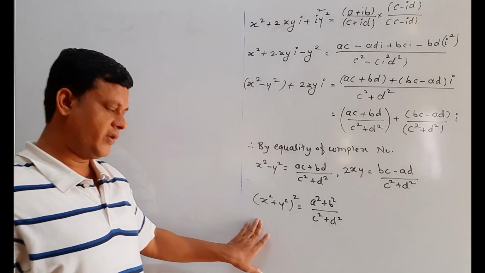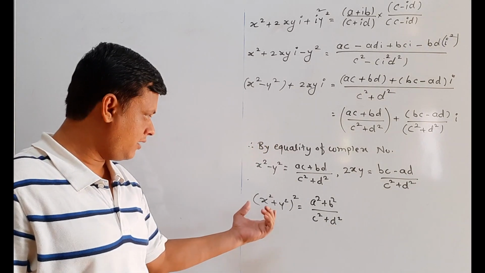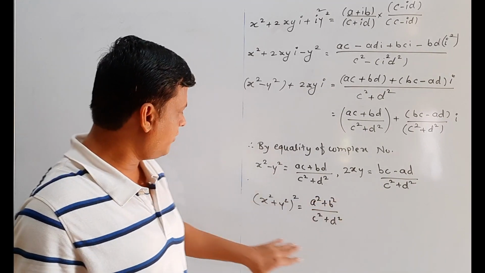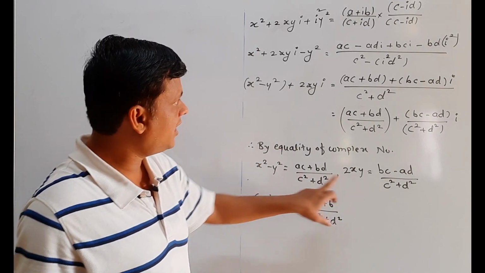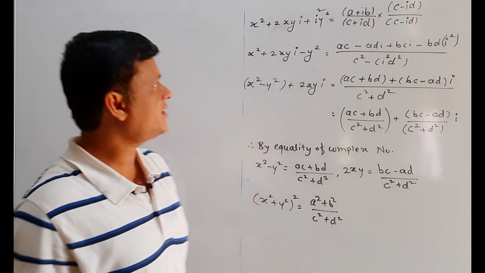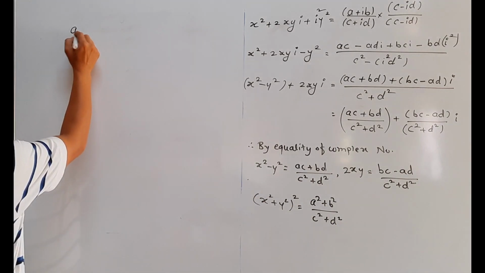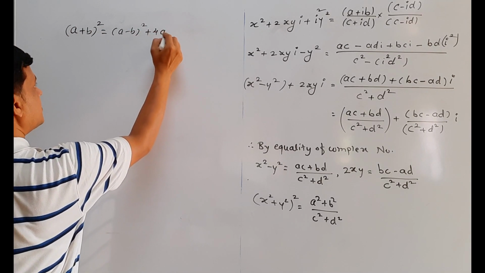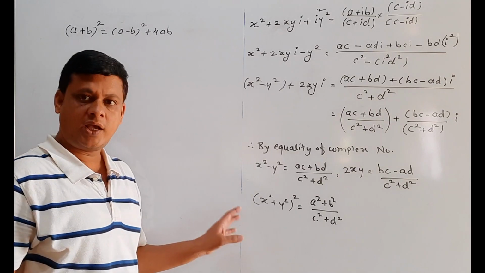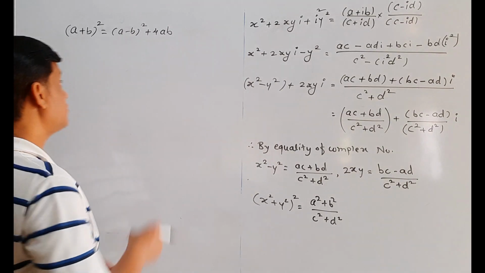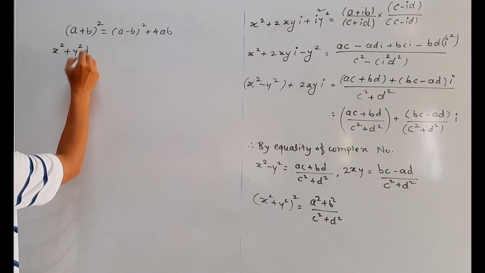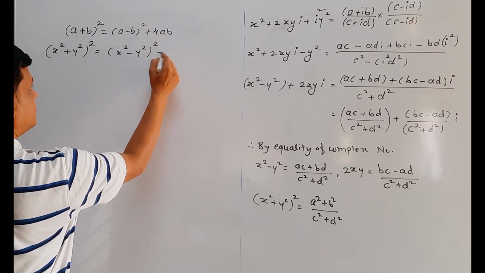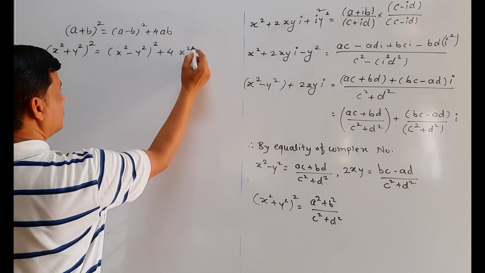So we substitute the value in LHS, but we require the LHS in the form of x square minus y square and in the form of xy. So for that we reduce LHS in the form of x square minus y square and twice xy. For that we use the formula (a plus b) square is equal to (a minus b) square plus 4 times a into b. So here in place of a the value is x square, in place of b the value is y square. So we write this as (x square plus y square) its square is equal to (x square minus y square) its square plus 4 times, in place of a x square, in place of b y square.